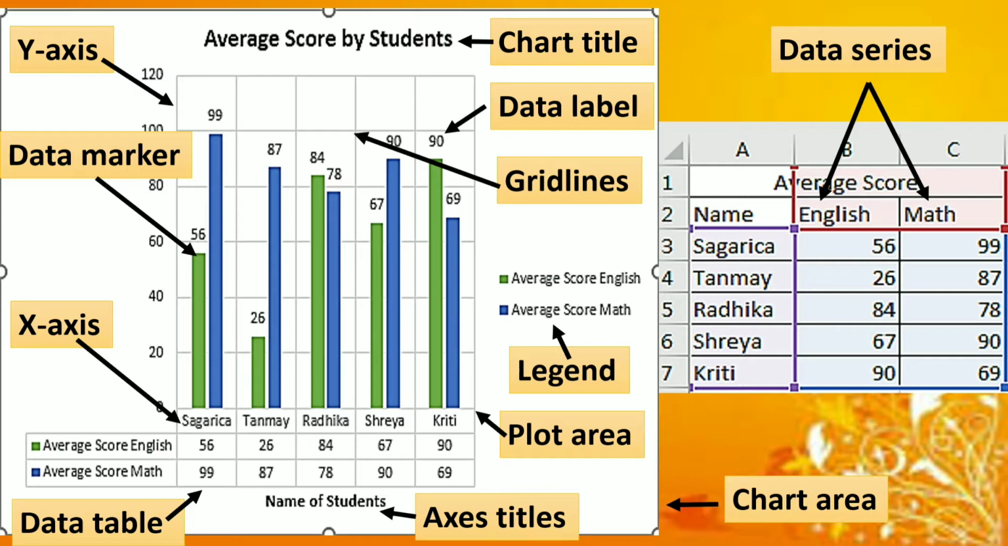Y-axis, data marker, x-axis, data table, axis titles, plot area, legend, grid lines, data label, chart title, chart area, and data series. So for all types of charts, we will see these elements. Let's get started.